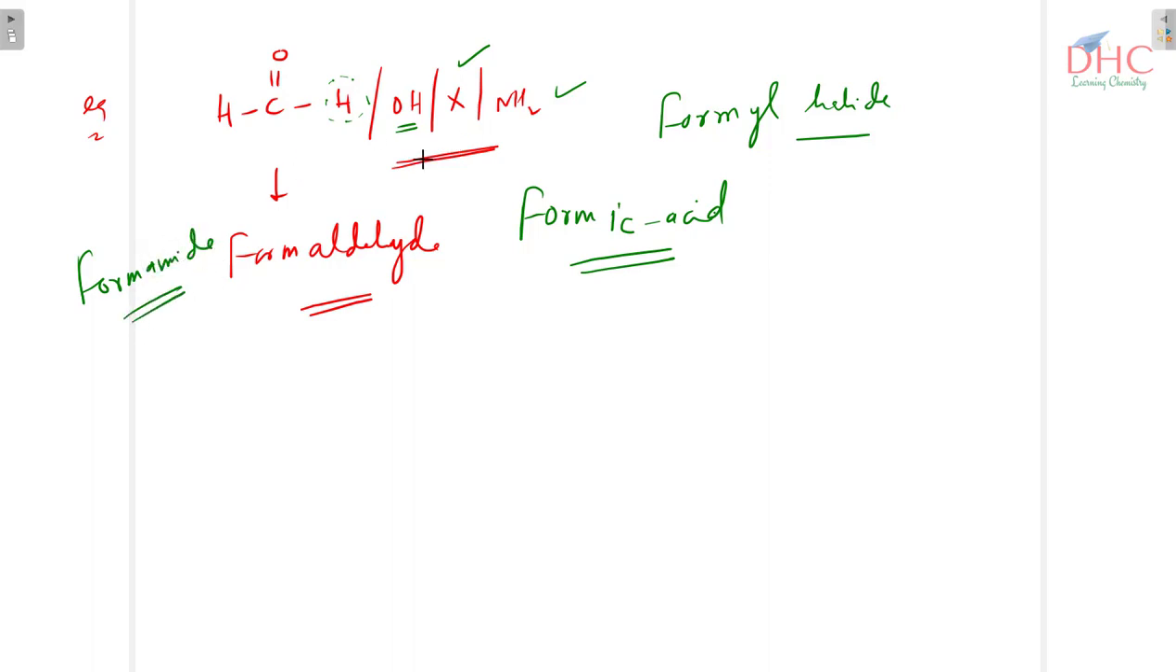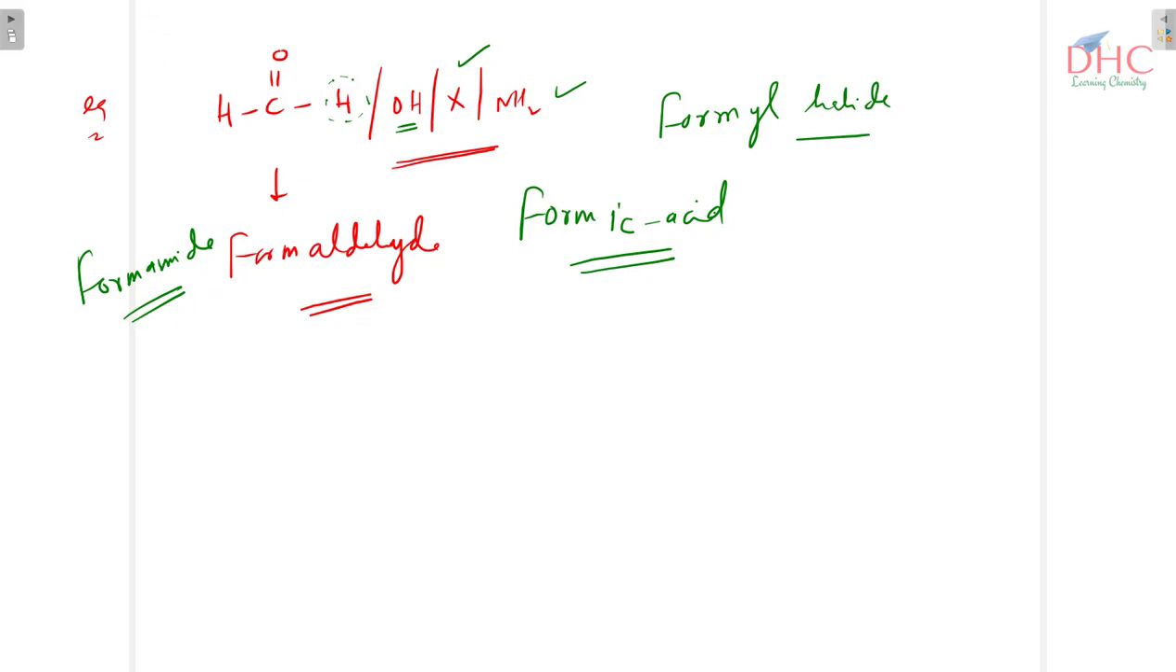So I hope you understand it. Form is the prefix which you are going to use for a single carbon atom, and if it's H over there, this becomes an aldehyde group, so it's formaldehyde. If you have OH over here, it becomes acid, so it is formic acid. If you have X, it's formyl halide. If it's NH2, it becomes formamide.